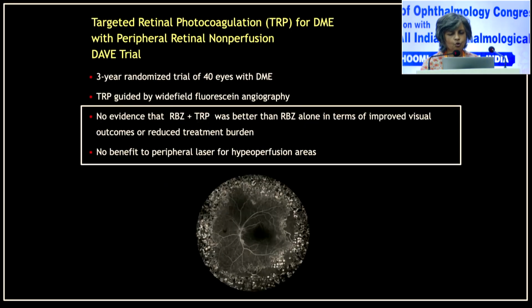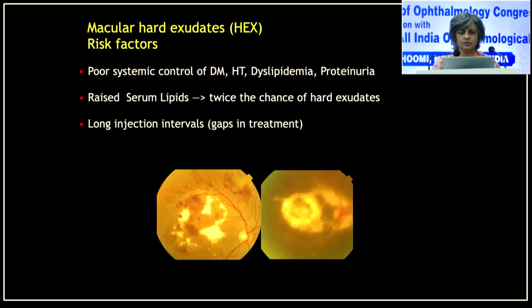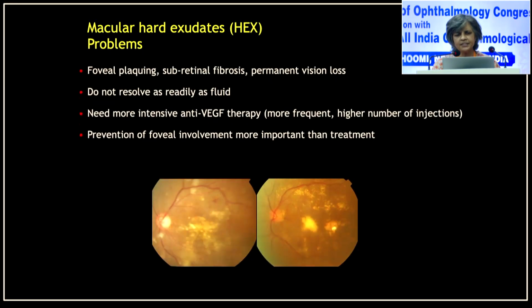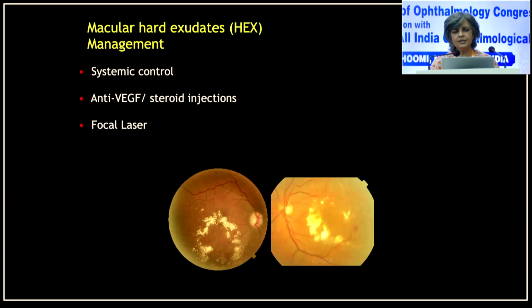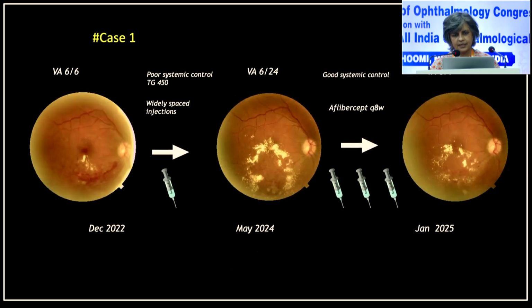There is no benefit found to treating the non-perfusion peripheral areas as regards number of injections or improved visual acuity. Macular exudates, very important. Once they come, they are very resistant to treatment and they lead to permanent vision loss. So the treatment involves systemic control, injections and laser.